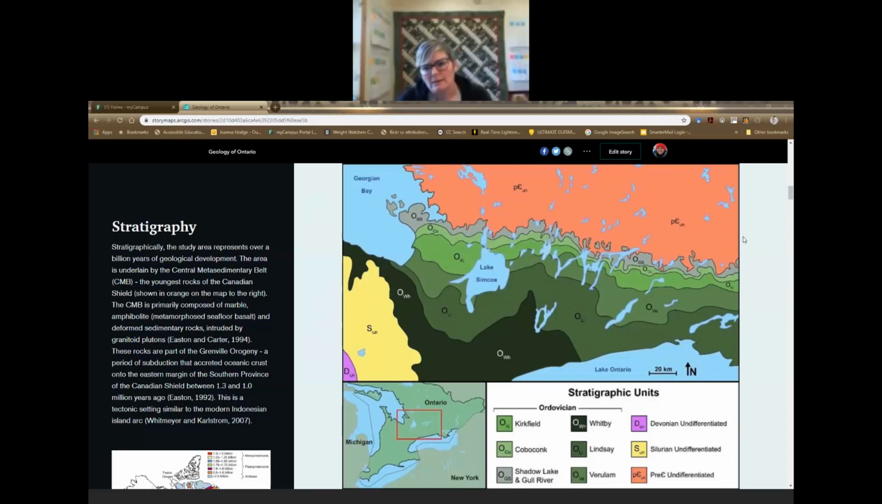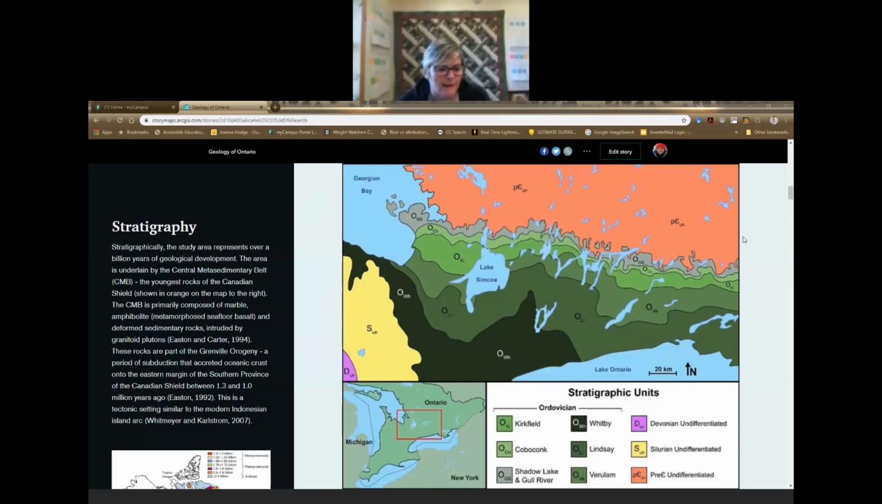Primarily what we're looking at here is a sequence of marble, amphibolite, which is metamorphosed seafloor basalt, and some deformed sedimentary rocks, including things like metaconglomerates that have been intruded by some granitoid plutons. Now, this central metasedimentary belt was formed between 1.3 and 1 billion years ago as part of the Grenville orogeny. So that was a mountain building episode where a period of subduction accreted or scraped off some oceanic crust onto the eastern side of the southern province of the Canadian Shield.